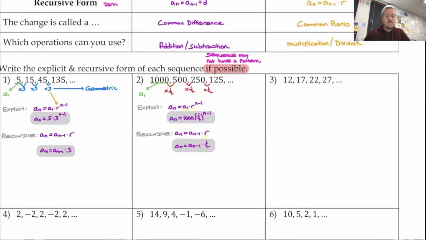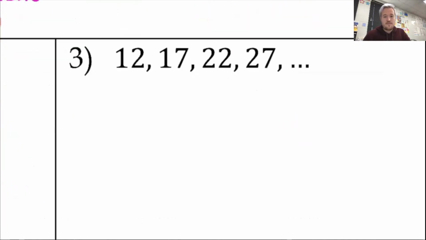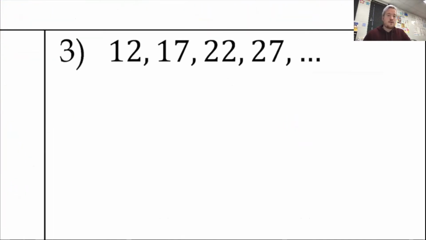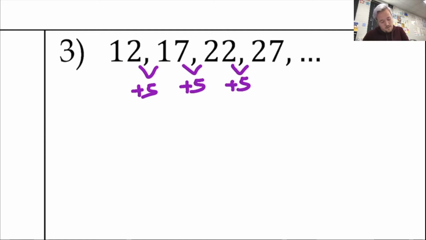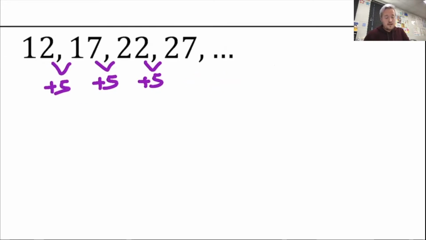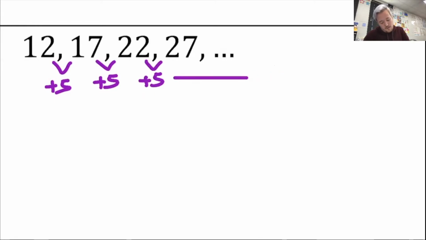All right, so let's move on. Number 3. Now we're looking at 12 to 17 to 22 to 27. In this case, if I multiply, that would just be 17 over 12, which is a very gross number. So that's not going to work for all the values. However, if you add 5, that works for all of them. All right, so in this case, because we're adding, that's going to imply that this is arithmetic.